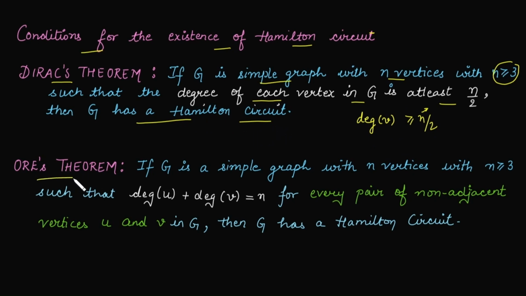Second is Ore's theorem. If G is a simple graph with n vertices, where n is greater than or equal to 3, and the sum of the degrees of every pair of non-adjacent vertices is at least n, then in that case the Hamilton circuit exists.